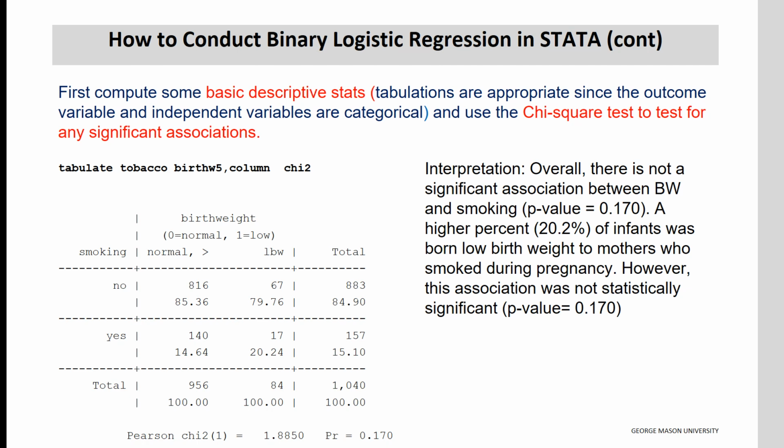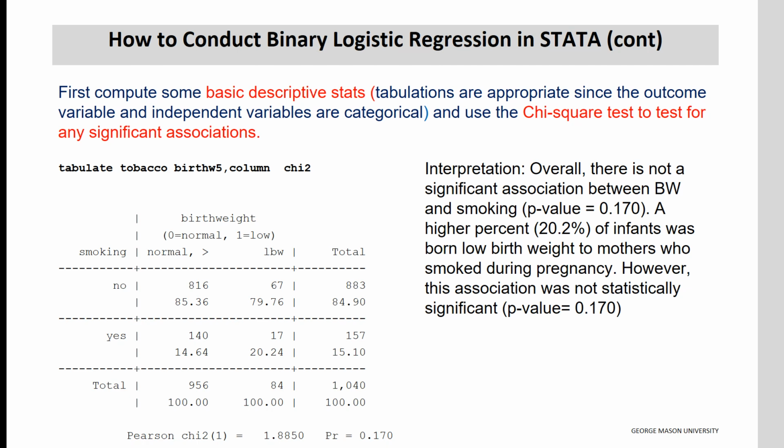So if we look at the line below, we see the value of the chi-square test, which is small, and therefore it yields a larger p-value. So what we observe in this example is that there is not a significant association between birth weight and smoking, because the p-value of 0.170 is larger than the level of significance of 0.05.